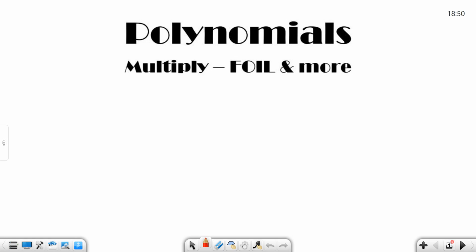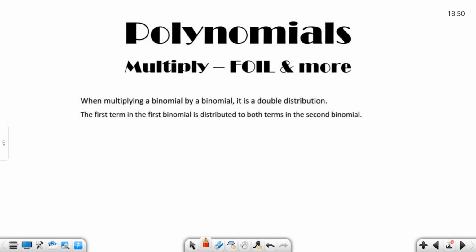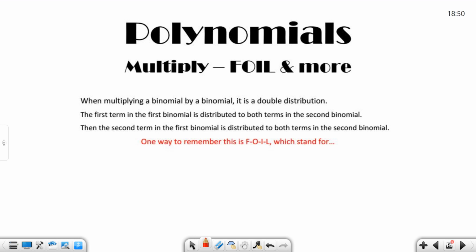Polynomials, multiplying, FOIL, and a little bit more. When multiplying a binomial by a binomial, it is a double distribution. The first term in the first binomial is distributed to both terms in the second binomial, and then you take the second term in the first binomial and you distribute it to both terms in the second binomial.